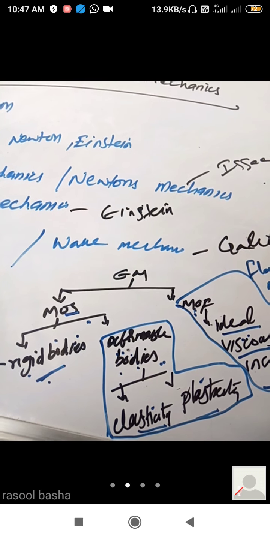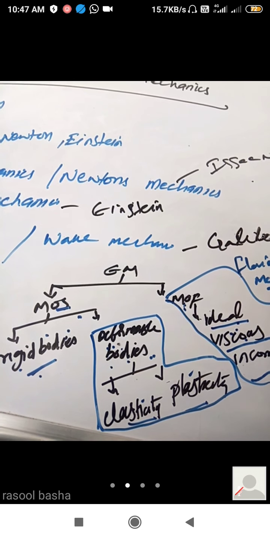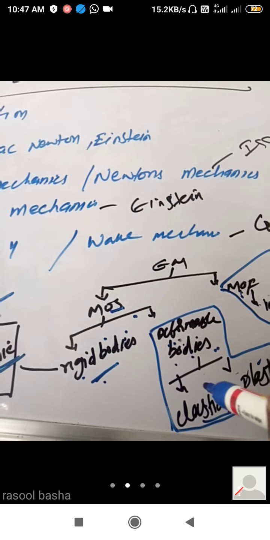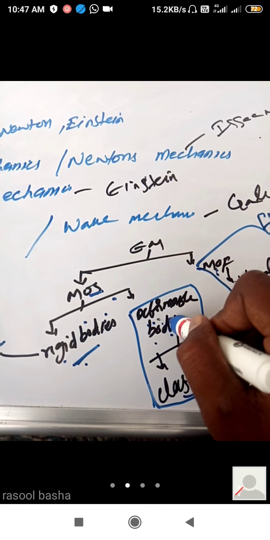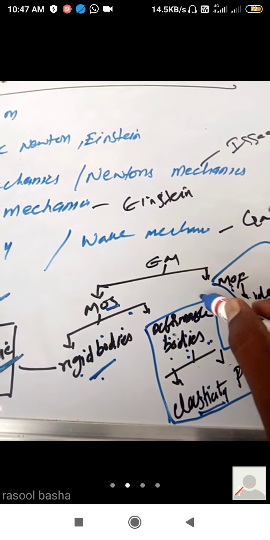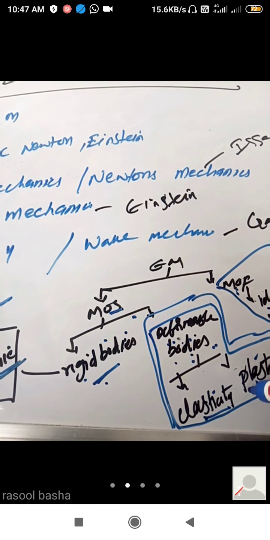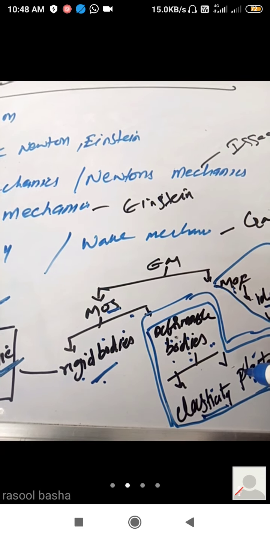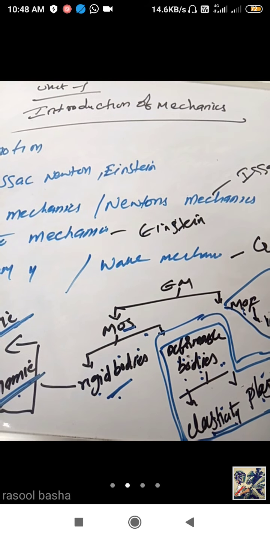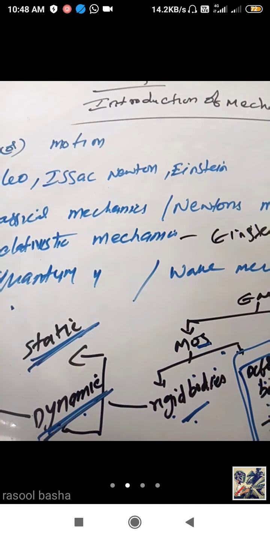So you can study the character of the ideal, viscous, incompressible in the subject of fluid mechanics. Here we study only deformable bodies, that is elastic bodies, plastic bodies. So these bodies we can study in strength of materials. Okay. So this is a brief idea about the classification of mechanics. Once again I am saying that, introduction.